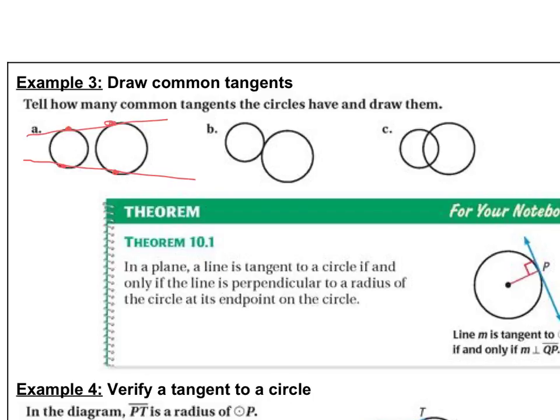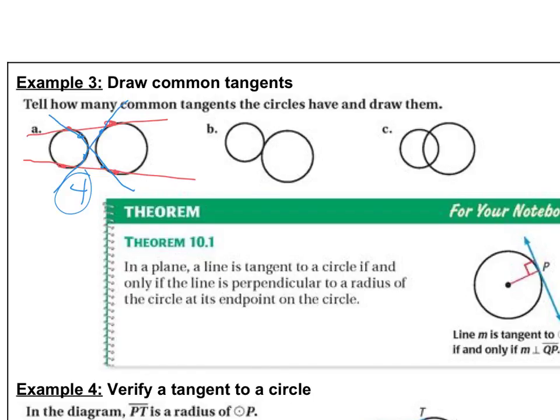Now the harder ones to see, because there are two more here, would be the one that goes, and I know I'm horrible at drawing, but it would kind of come right through there, which means that there would also be one that goes right through there. So this one actually has 4 common tangents.